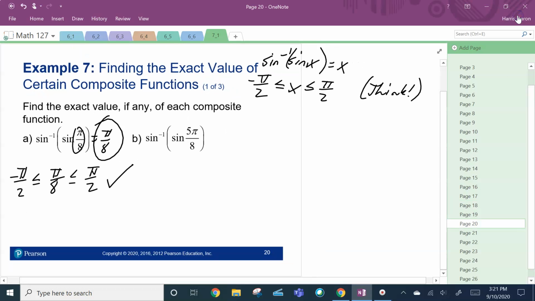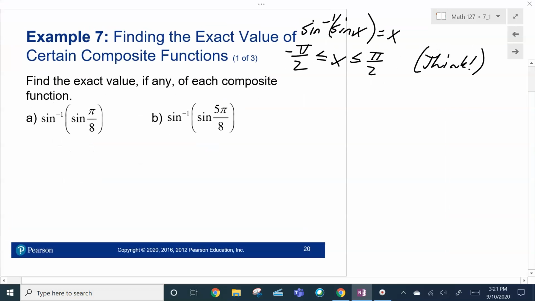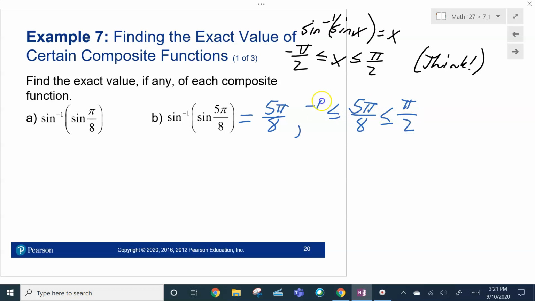Okay, let's do that next one. The arc sine of the sine of 5 pi over 8. Now we've got to say, well, this will be 5 pi over 8 if 5 pi over 8 is in here. And we're like, no, that's not true, because this is 4 pi over 8, that's the same thing as pi halves, right? That's negative 4 pi over 8. So, nope, that's bigger than that. So not in there. That's not true.